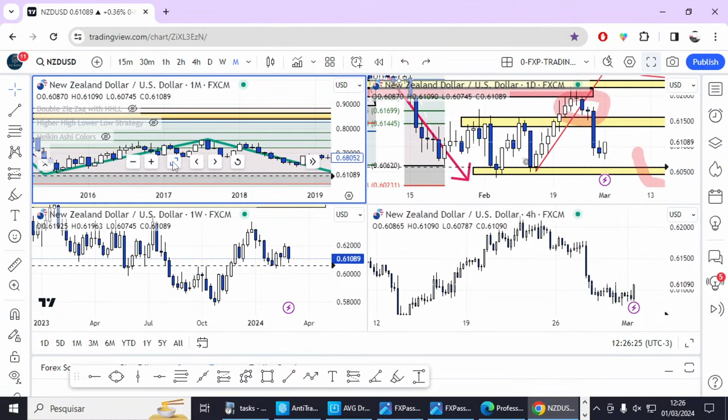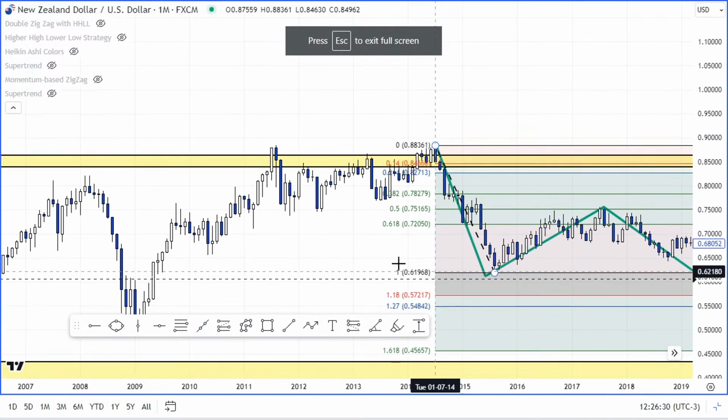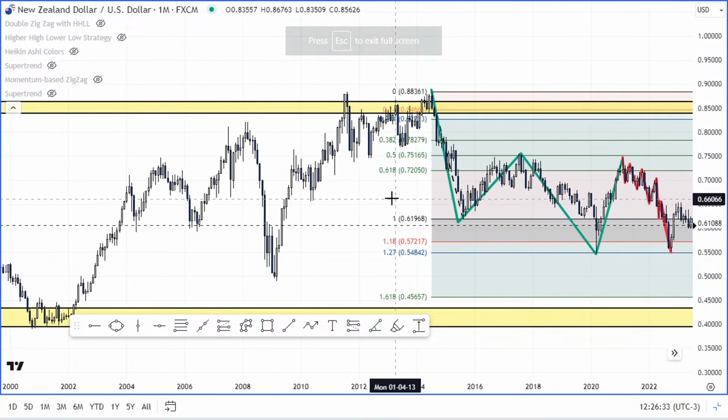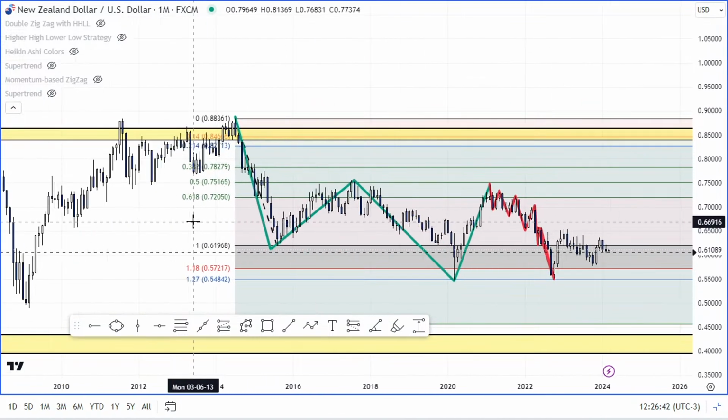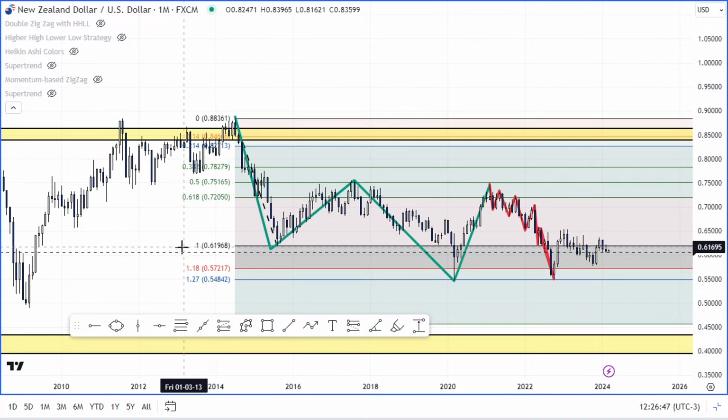At least most of you are using TradingView. So give me a second, everybody. So your A should be at 0.88361 and your B should be at 0.61968 if you want to write down. Alright? NZD/USD monthly chart, your A should be at 0.88361 and your B should be at 0.61968, alright?